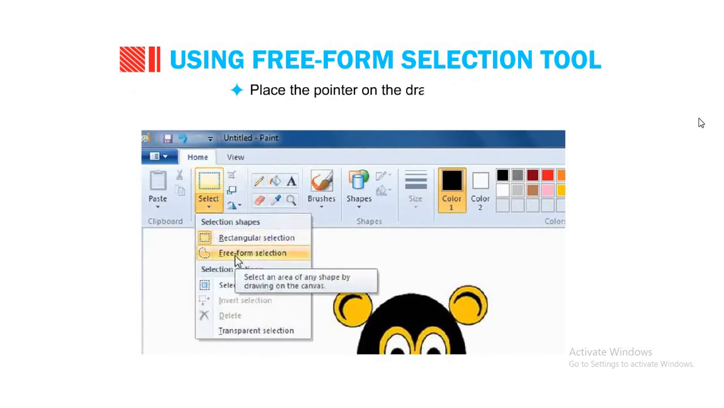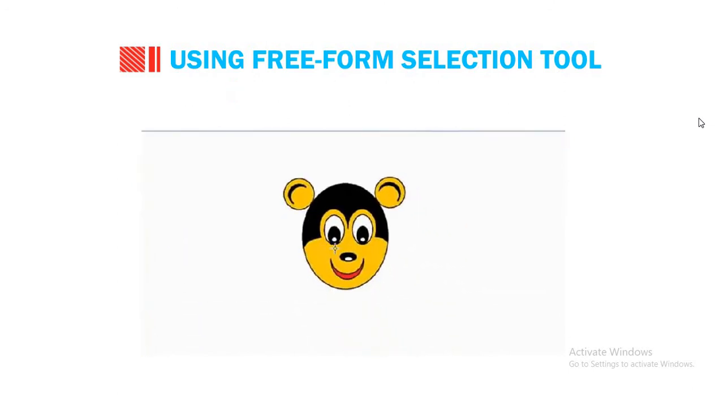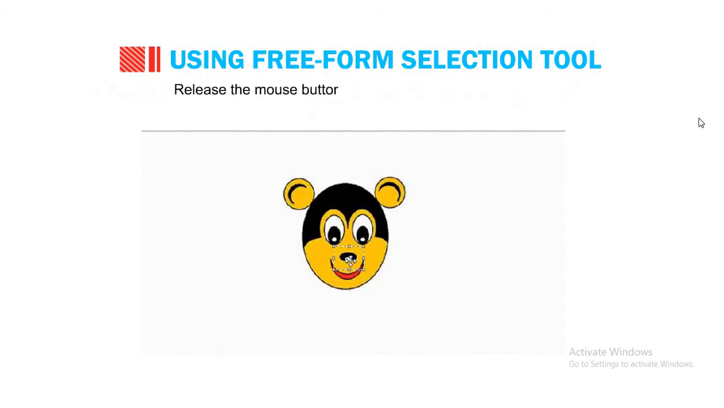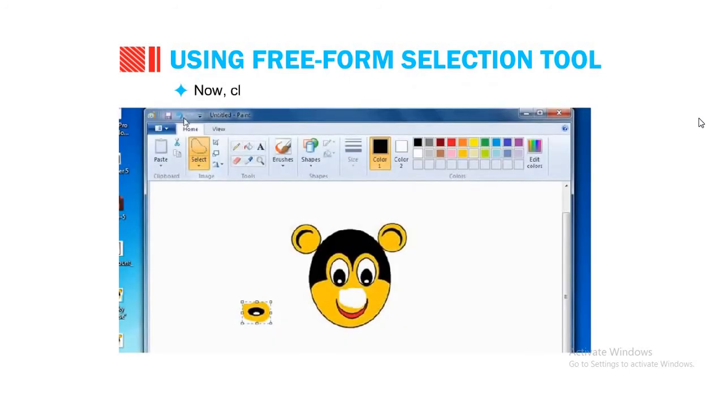Place the pointer on the drawing area. Select the object, for example, nose of the Mickey Mouse, by holding down the left mouse button and moving the pointer around the outer boundary of the object. Release the mouse button after selecting the object, nose. Drag the nose towards left as shown in the figure. Now click on Undo button and observe the change.